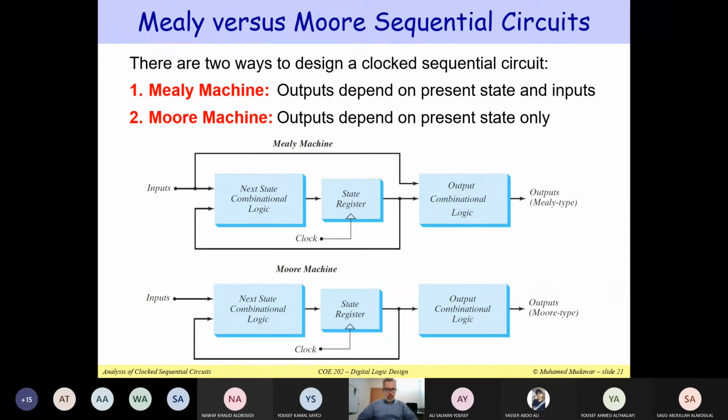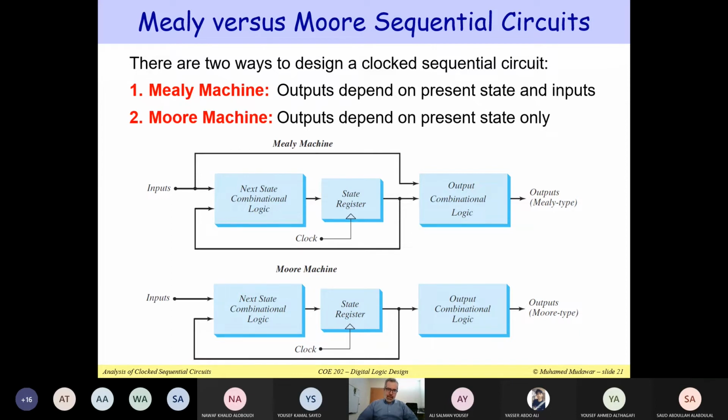So we have two different types of clocked sequential circuits. We have the Mealy machine and we have the Moore machine. Now they are called machines, but they are not really mechanical machines. These are sequential circuits. They are circuits. They are very similar. There is actually a small difference, but a very important difference, between these two different sequential circuits.